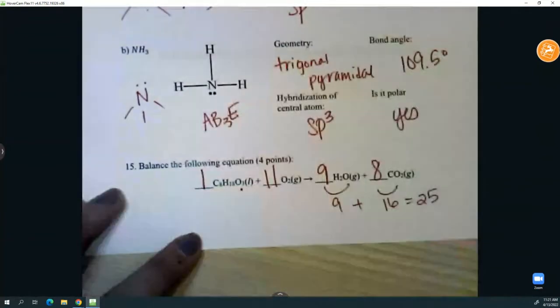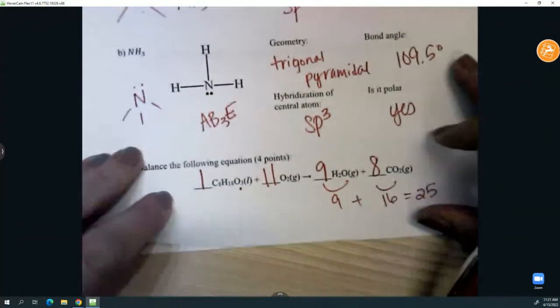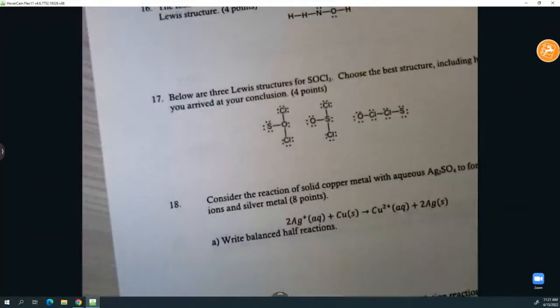And then remember, don't put a 0 there. If you want to write something, put a 1. Otherwise, you can leave it blank. But 0 is wrong. All right, moving on.